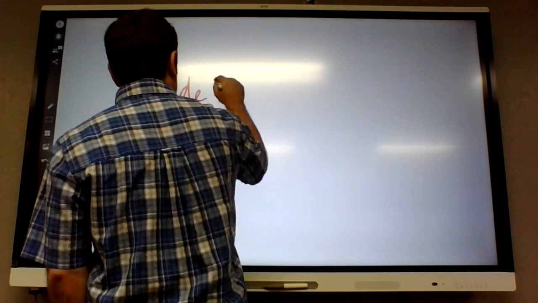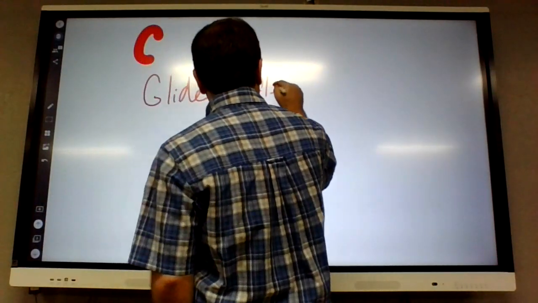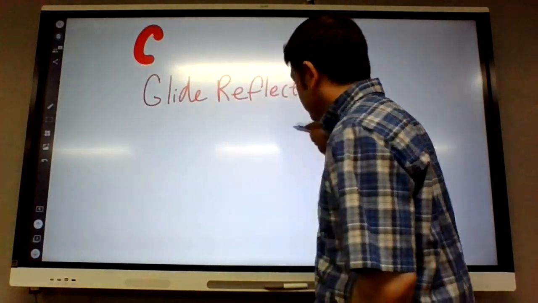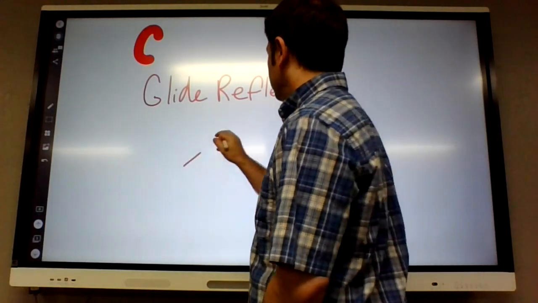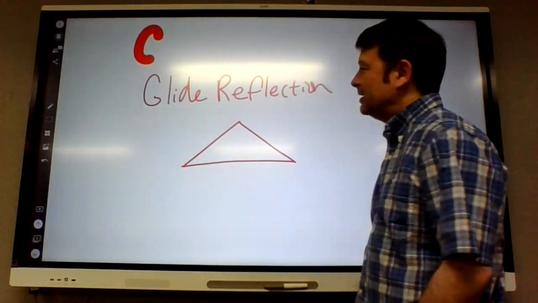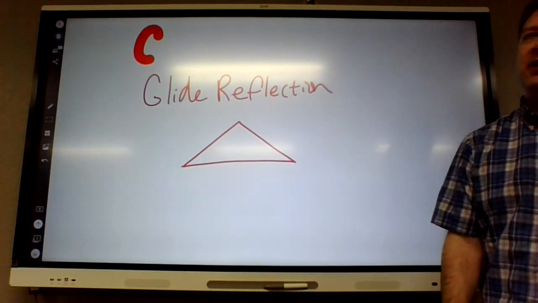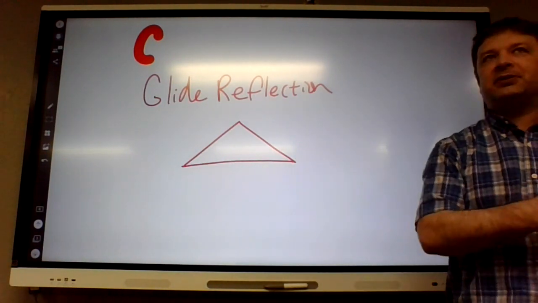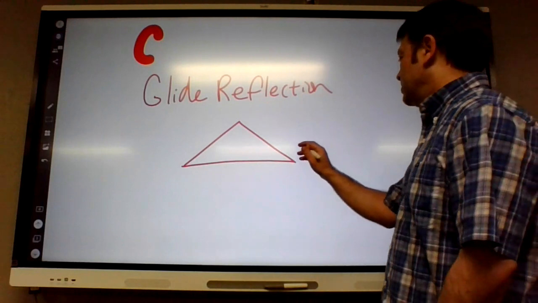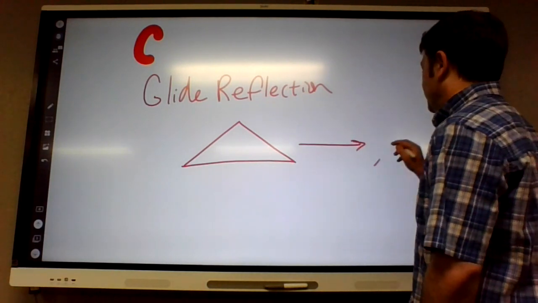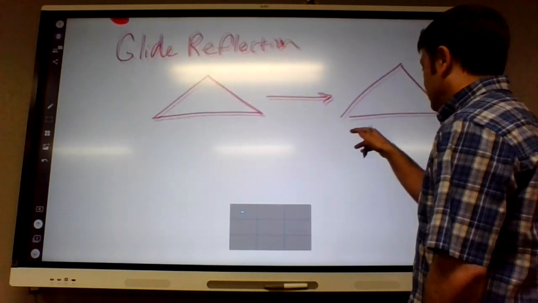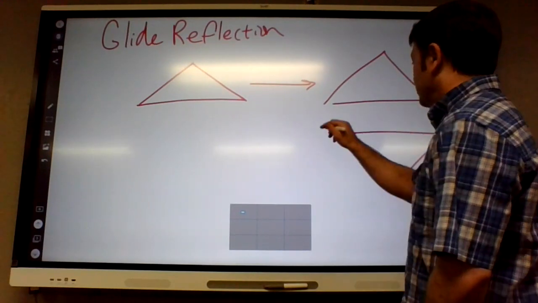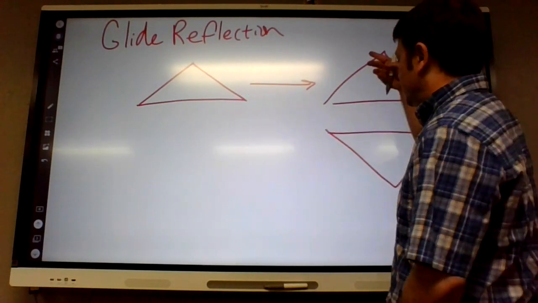glide reflection. What do you guys think a glide reflection means? It glides across. It's really just combining 2 things together. The glide is the translation, which just slides it over, and then the reflection is the reflection. So it might look something like this: you glide it over and you flip it down.